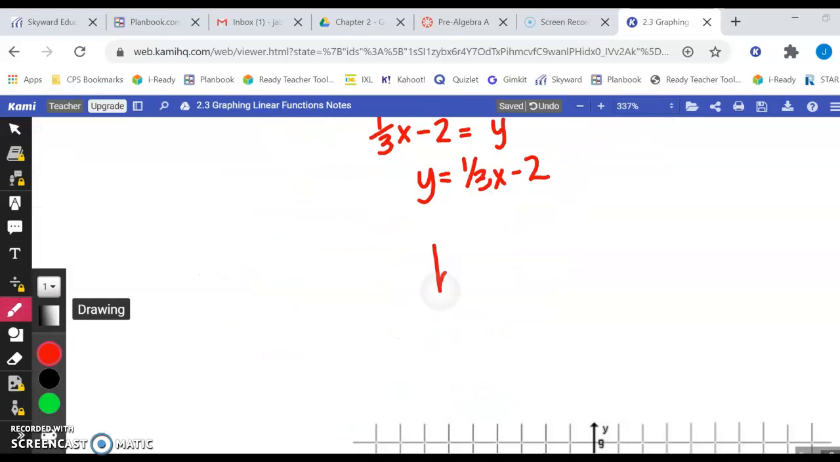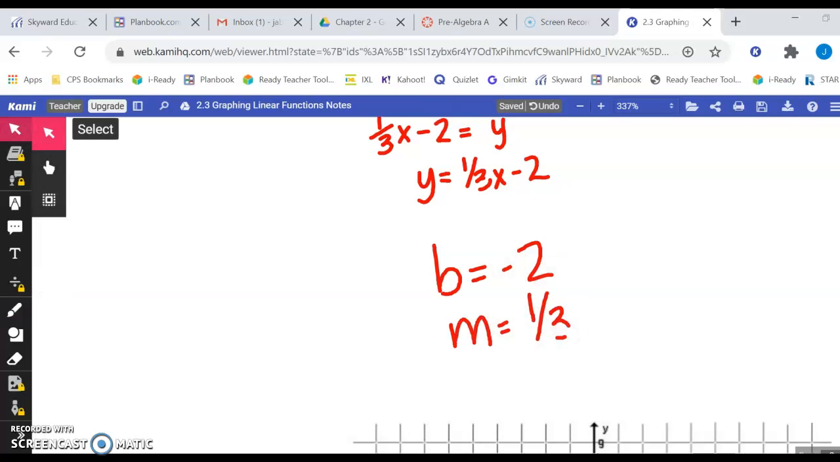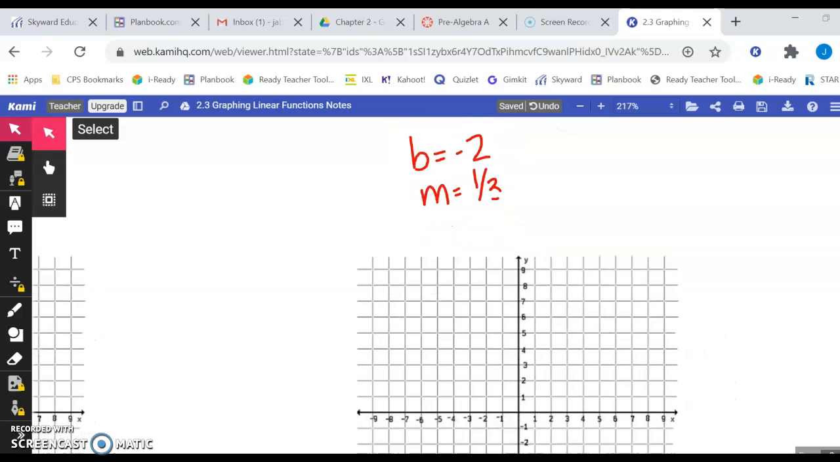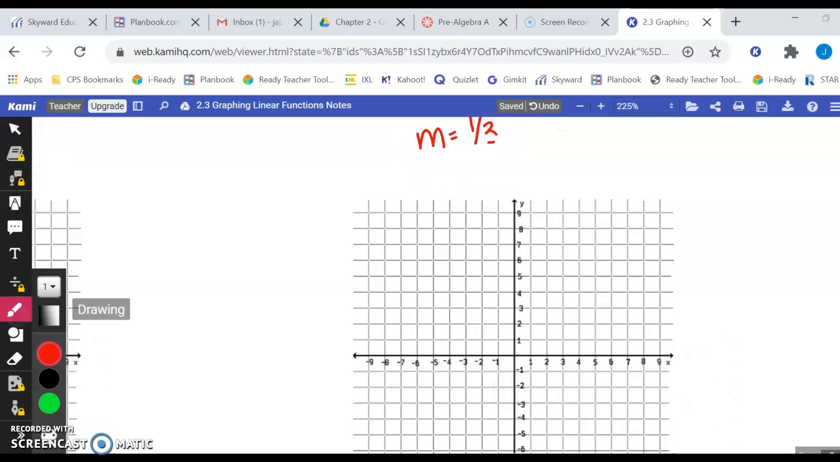Our b is negative 2, and our slope is 1/3. So we start with a dot on the y-axis at negative 2. And our slope is 1/3, so I'm going to go up 1 and over 3 and connect those dots.